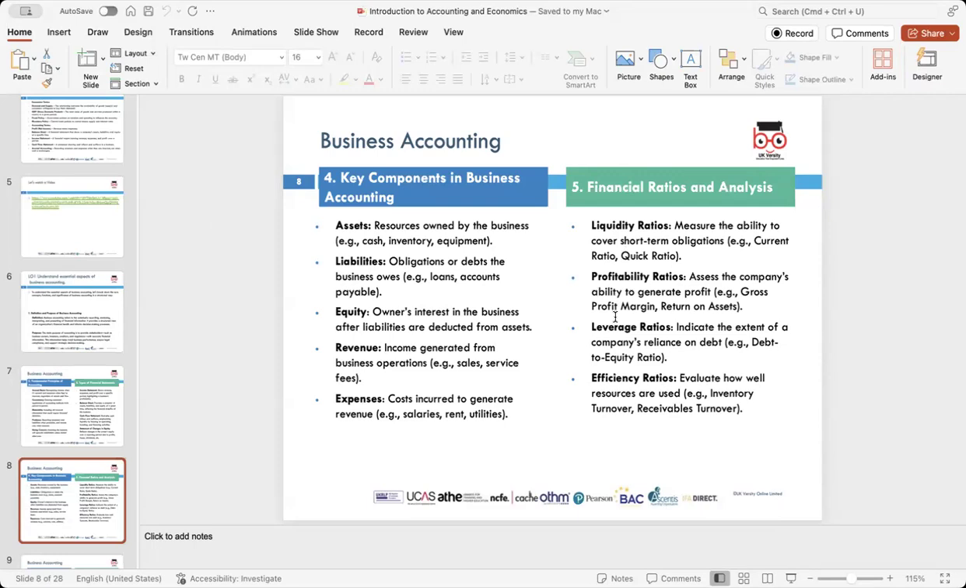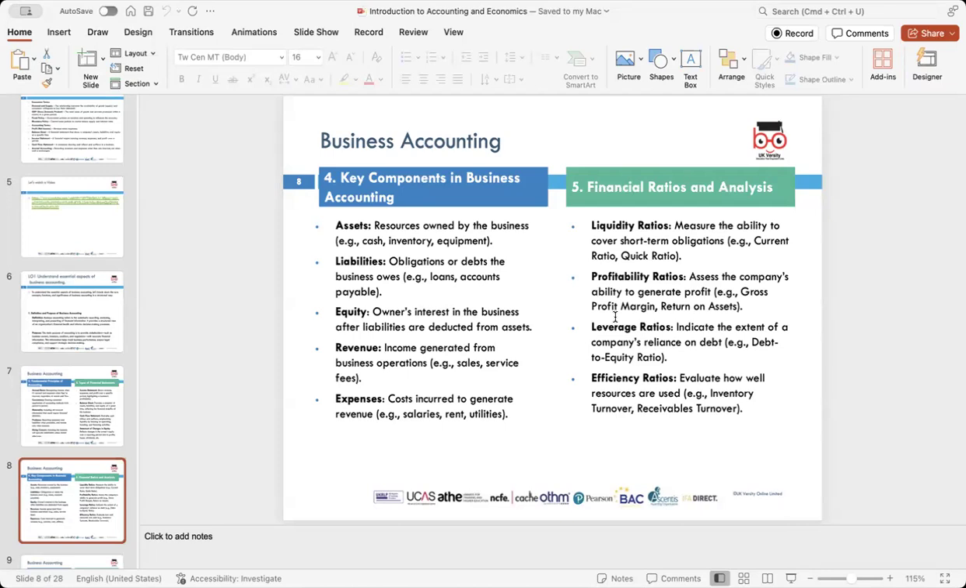So, liquidity ratio means a company's ability to meet short-term obligations. For example, the current ratio, current assets minus current liabilities, indicates whether a business can cover its short-term debts. The quick ratio is a stricter test of liquidity, excluding inventory from assets. Then profitability ratios assess a company's ability to generate profit. Some important ones include gross profit margin and return on assets.